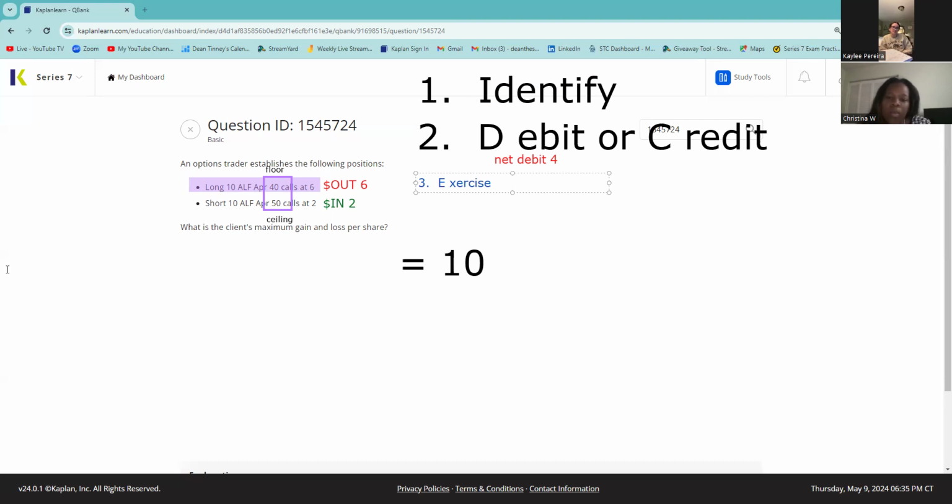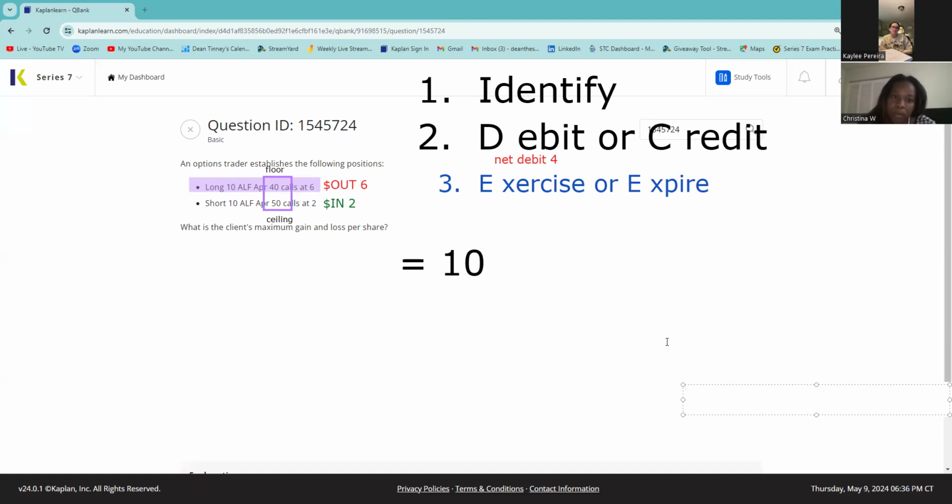You can think, okay, well, if these get exercised, I call you and say, okay, Christina, that spread you bought, that spread you went long on? She goes, yeah, what about it? I say it got exercised. And that would mean, Christina, that you bought the stock at 40 and you sold the stock at 50. That would be wonderful, right? Right.